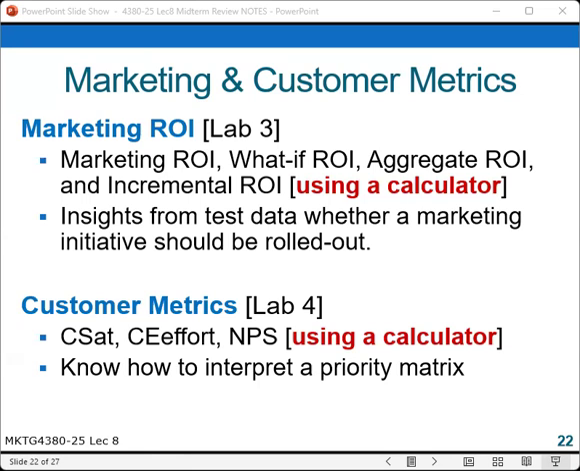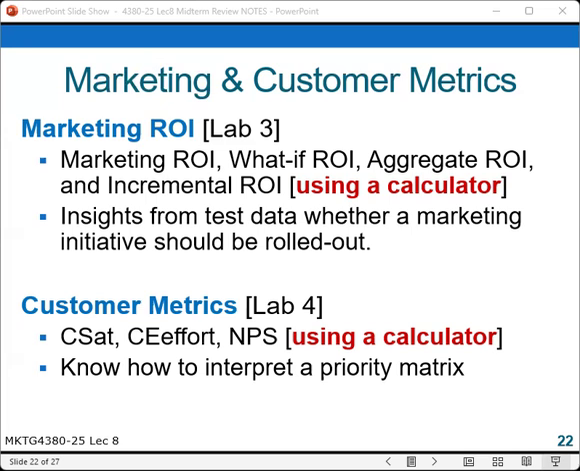So you won't have access to Excel to run a goal seek or anything like that. It's going to focus more on the aggregate or the incremental ROI process towards the end of that lab, where we generate insights from test data, whether a marketing initiative should be rolled out. So remember that process that we did there. It was from some fairly simple calculations. There was a formula that we used. You'll be provided with that formula.